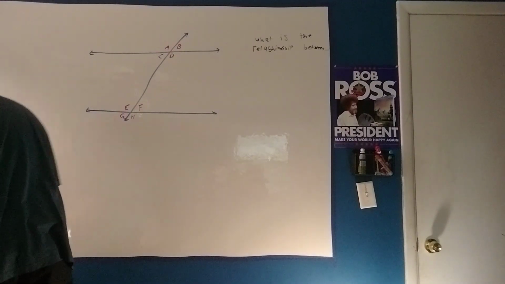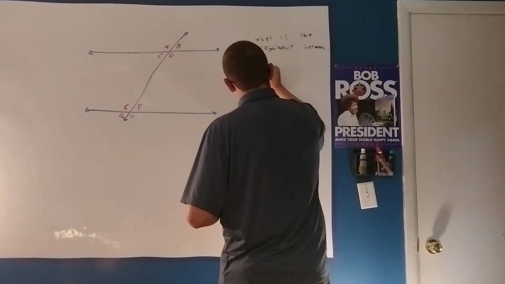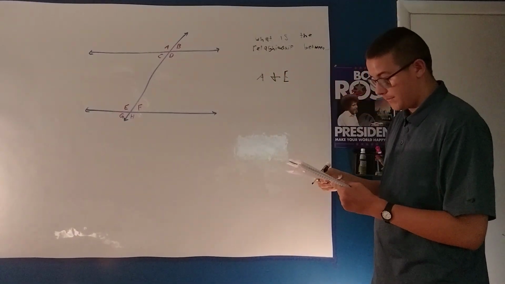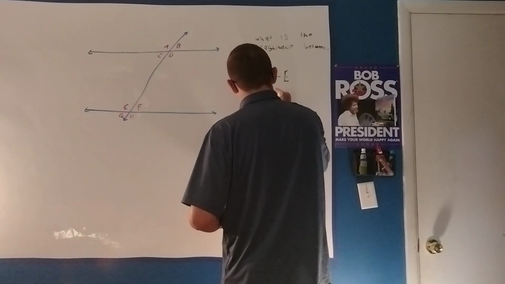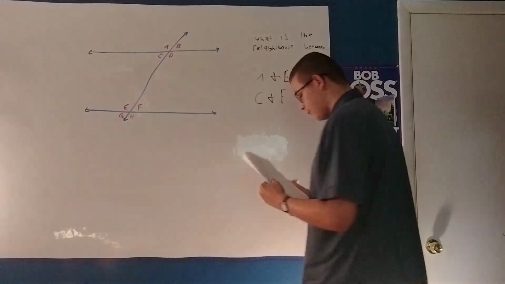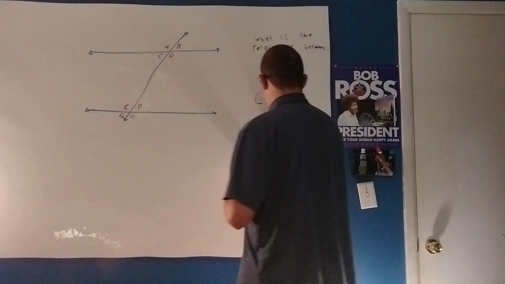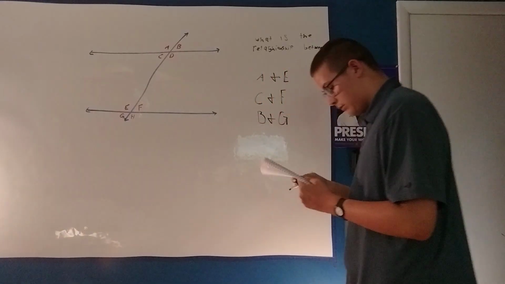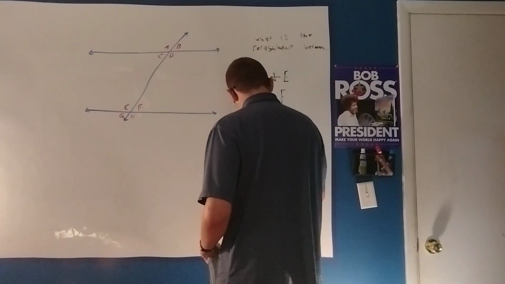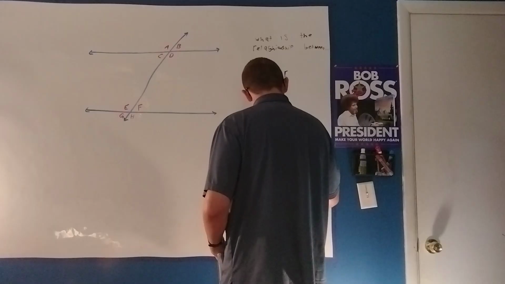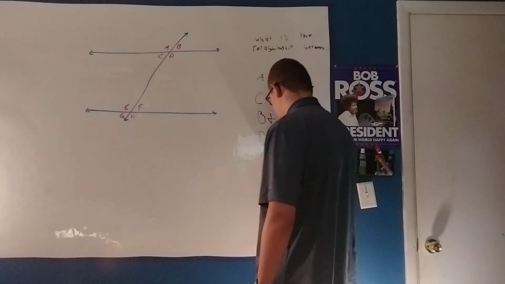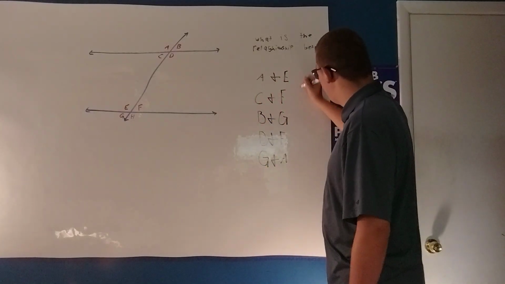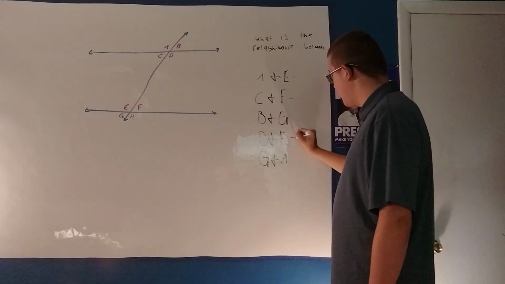So what is the relationship between A and E, C and F, B and G, D and F, and G and A. So I'll give you a second to think about that.